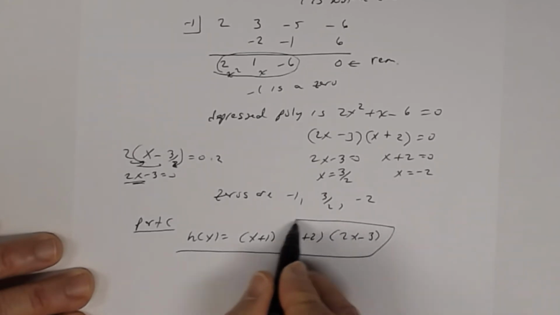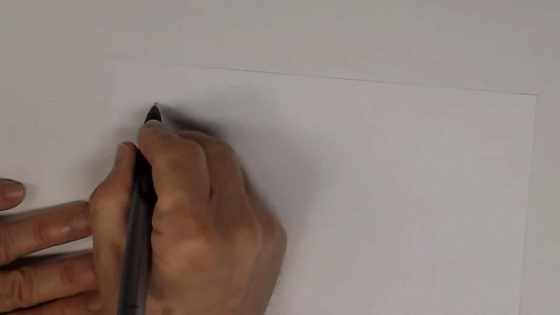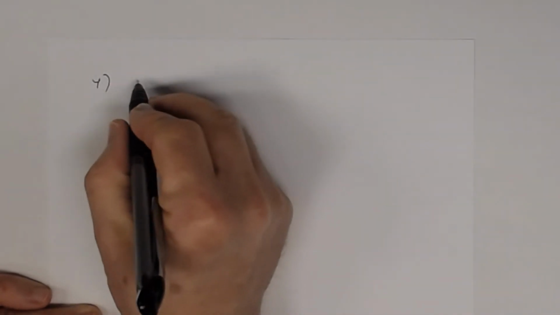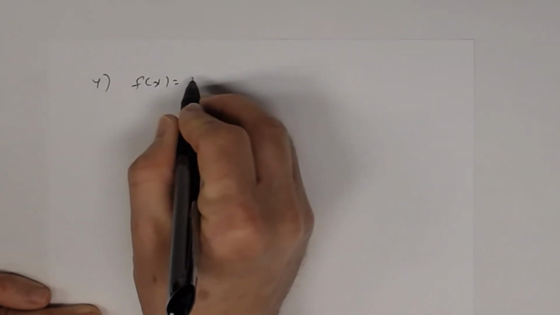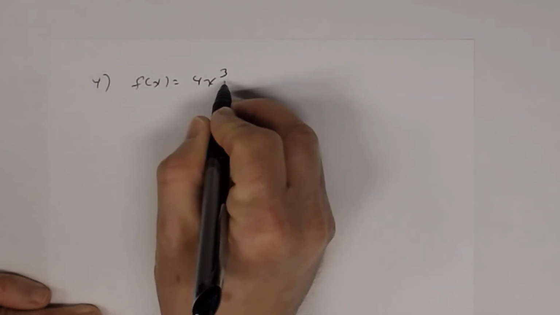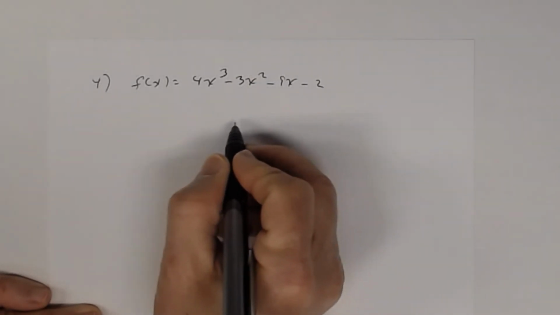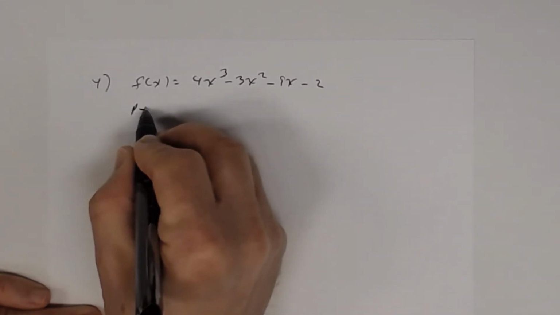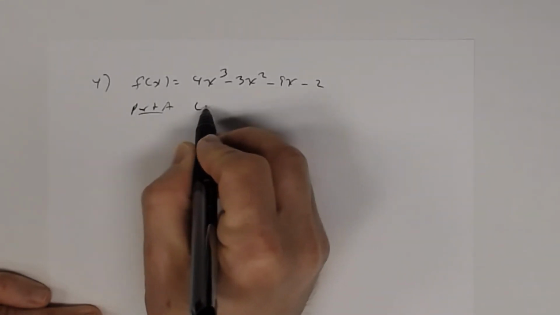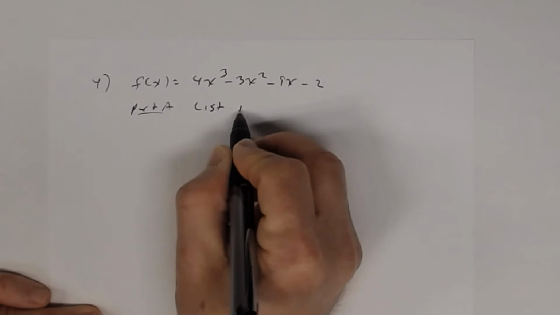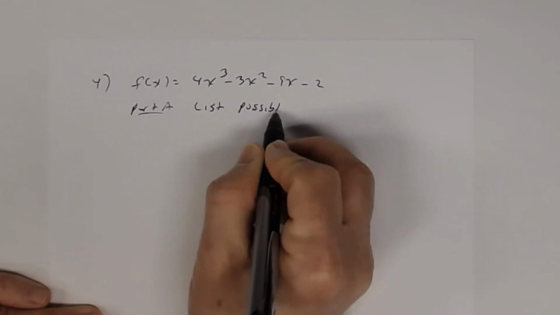All right, and then finally, number 4. So let's look at number 4. In number 4, we have f of x is equal to 4x cubed minus 3x squared minus 9x minus 2. For part A, you want to list the possible rational zeros.